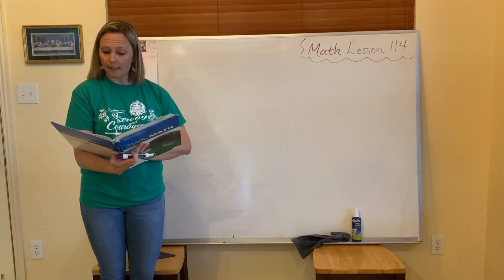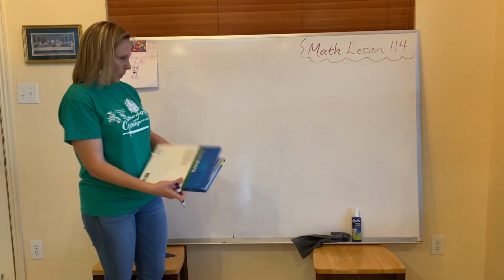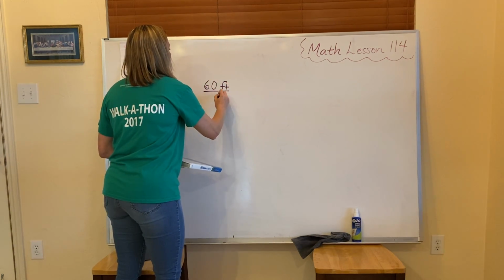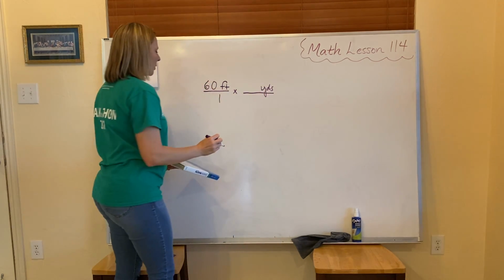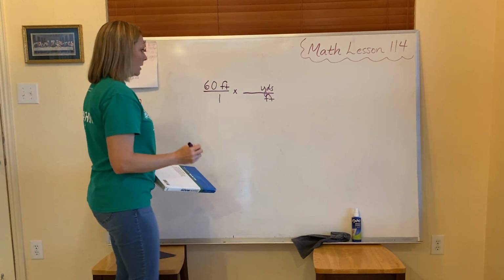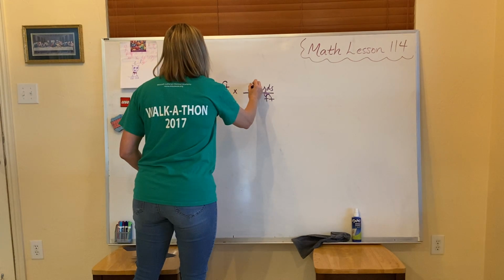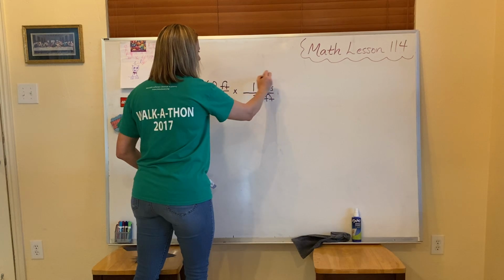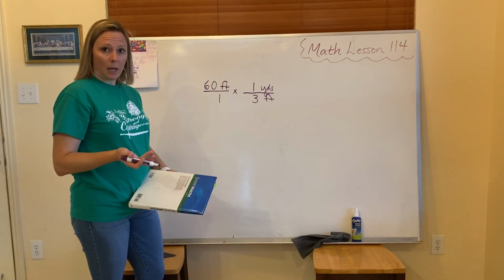G. All right, G says use a unit multiplier to convert 60 feet to yards. Okay, 60 feet over 1, and we want yards. So yards to feet would go on the bottom, so we can cancel them. What's our multiplier for that? 1 yard is equal to 3 feet, right? We want to have something equal to 1 right here. 1 yard is equal to 3 feet. That works. Let's multiply now.